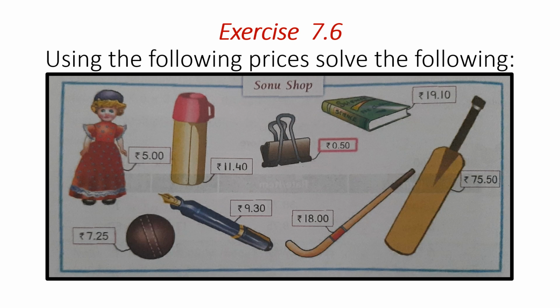A book is 90 rupees and 10 paisa. The cost of a hockey stick is 18 rupees, whereas 75 rupees 50 paisa is the cost of a bat. So these are the following items in Sonu's shop. So let's see what question we have to do here.